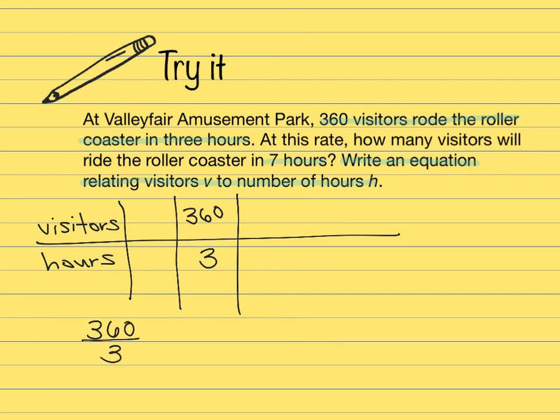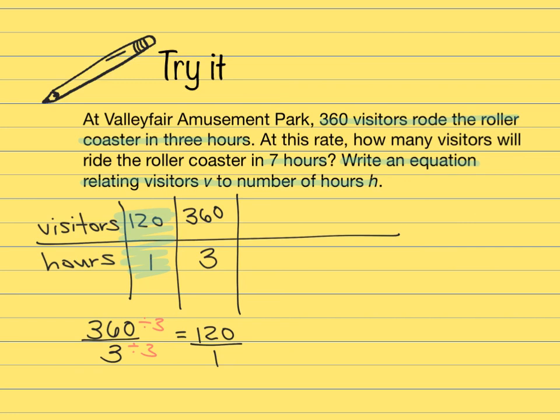And we can divide a fraction. We're going to divide 360 divided by 3. And 360 divided by 3 equals 120, and 3 divided by 3 equals 1. This is our unit rate, and it's a really helpful number to know. So I'm going to highlight it. 120 visitors every hour are riding this roller coaster.